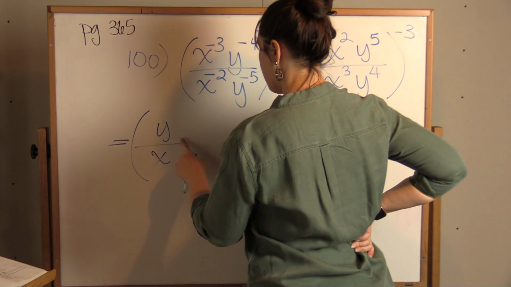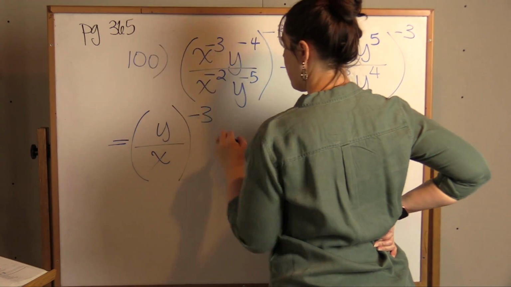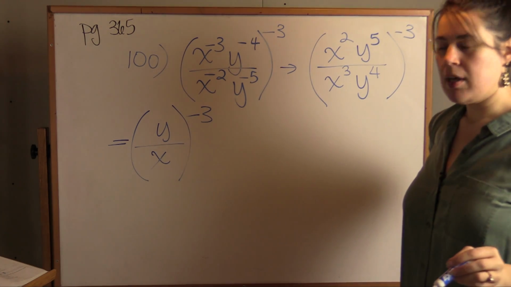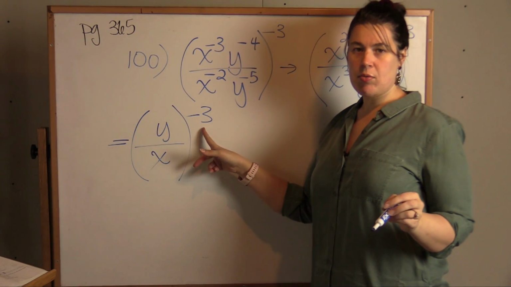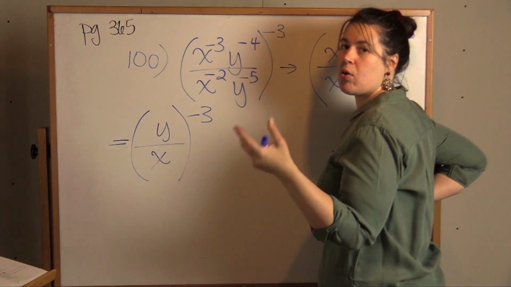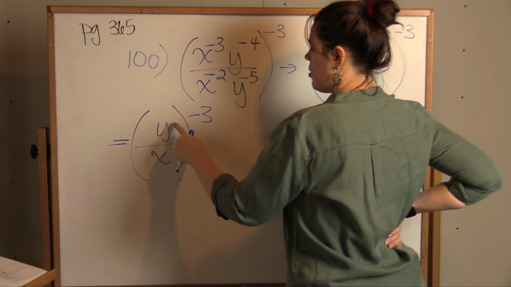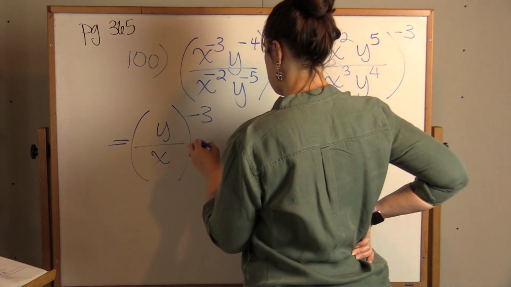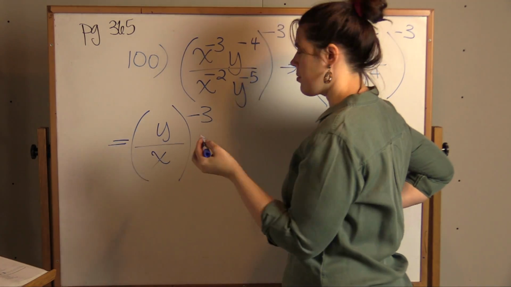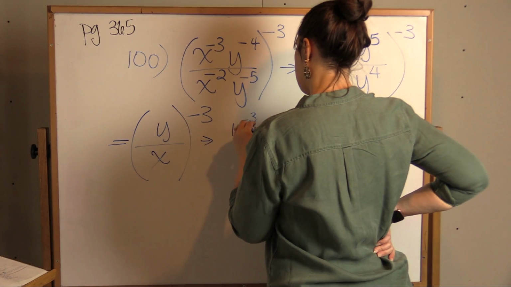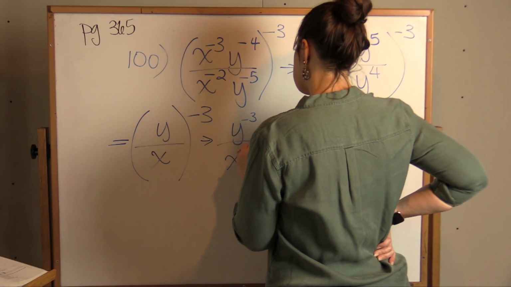Now, I still have this whole thing to the -3 power. So what I'm going to do now is distribute this -3. So how do we do that? We just multiply the exponents. Both of these are an exponent of 1, so really, it's just going to end up being 1 times -3. So it's going to be -3. So if I distribute this, it becomes y to the -3rd, x to the -3rd.